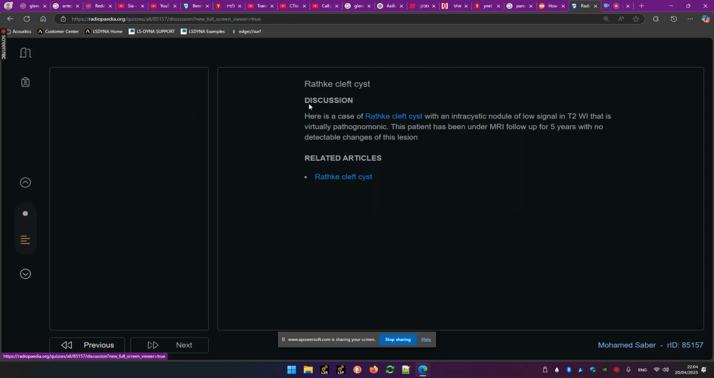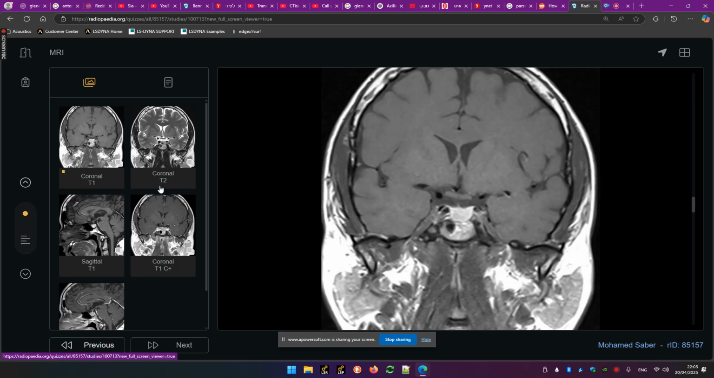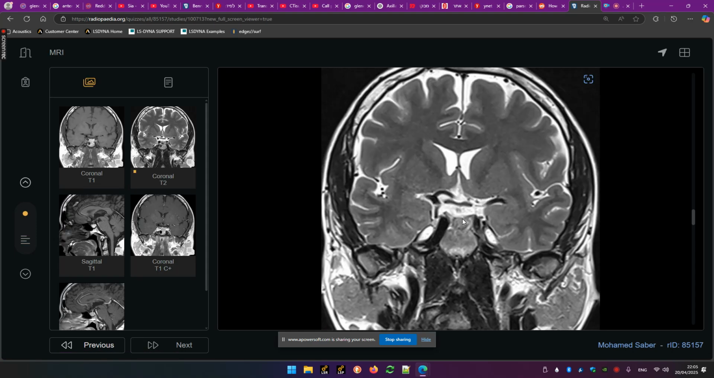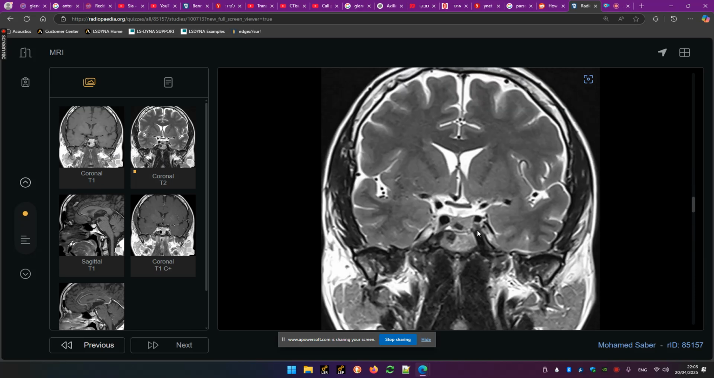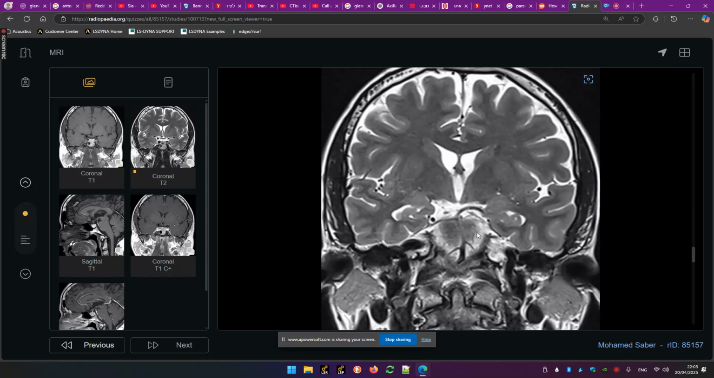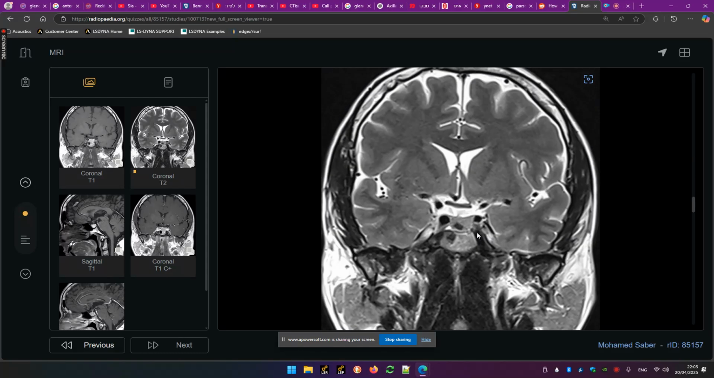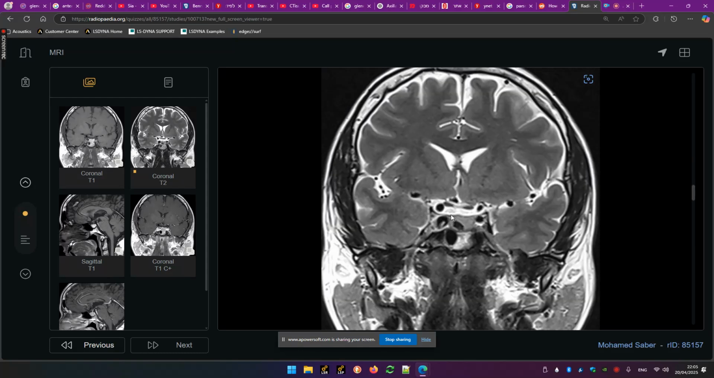So let's see the diagnosis. Rathke cleft cyst. Here is a case of Rathke cleft cyst with an intracystic nodule of low signal in T2 weighted image that is visually pathognomonic. So low T2, this is probably this one. Let's look right over here. No, it's not this one. Wait a second, this is not this. This is just the clivus.